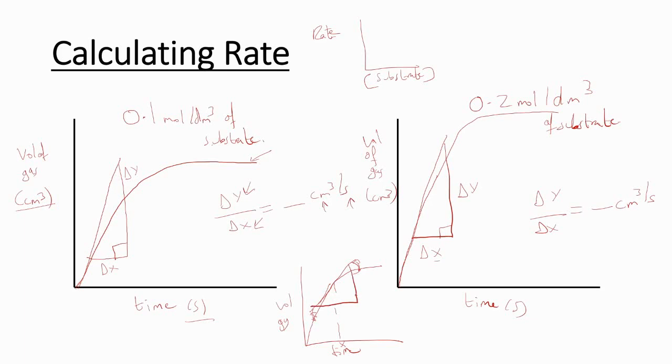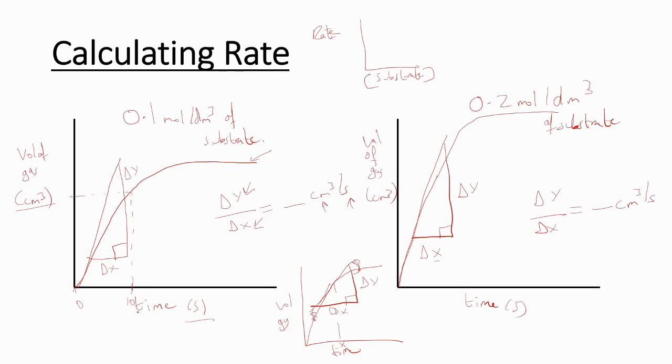Then we draw a gradient, and we work out delta y over delta x. We work out the slope of that tangent. That gives us an approximate rate for that time. We can also measure a mean rate at this time point. So let's say we start from 0, we go to time, which is 10 seconds. We can work out a mean rate. How do we do that?